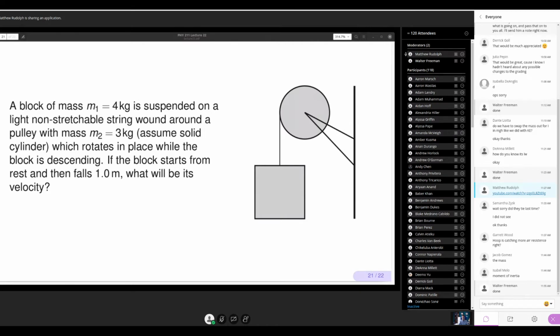So for this one, I do want you to take a minute to try to figure out how to do it. But we're going to start off with a poll, right? And it's basically, should we do this with energy conservation or not?